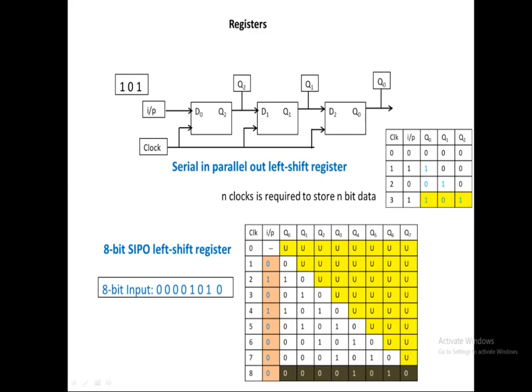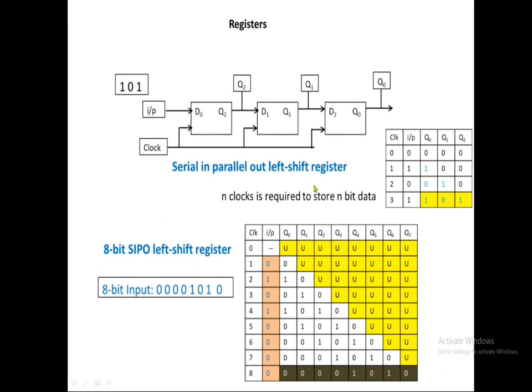As we have discussed in the previous class, in case of serial in parallel out left shift register, we get the output from each flip-flop after a clock event, and the clock event can be edge triggered or level triggered. In case of edge triggered, it can be positive edge triggered or negative edge triggered. In our example, we are going to consider positive edge triggered events.